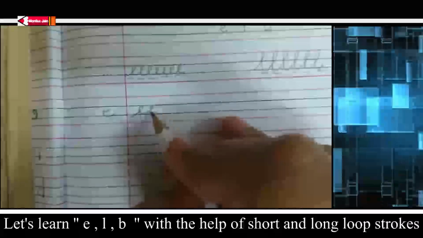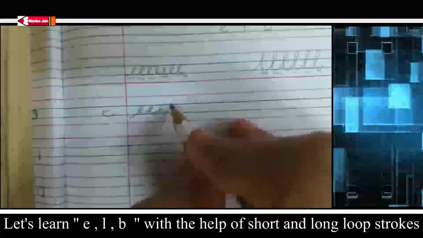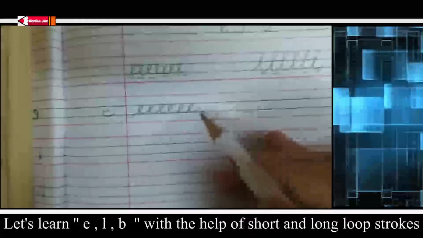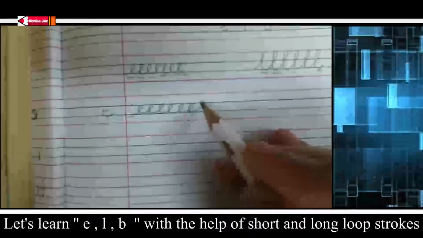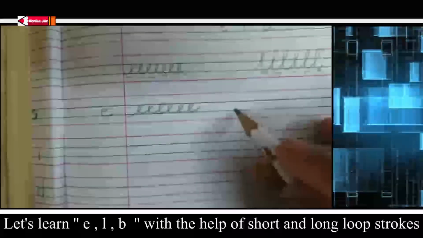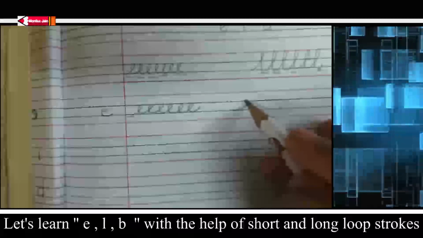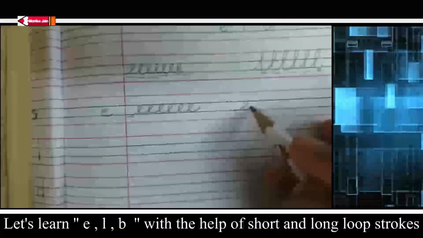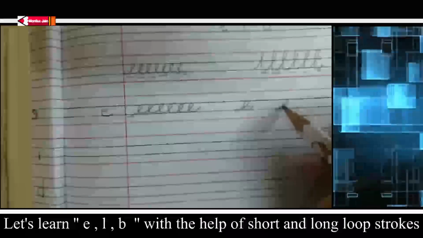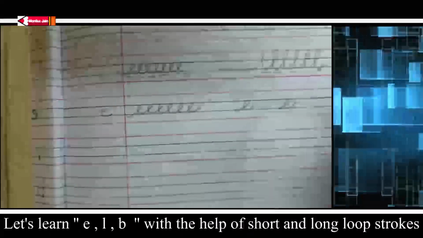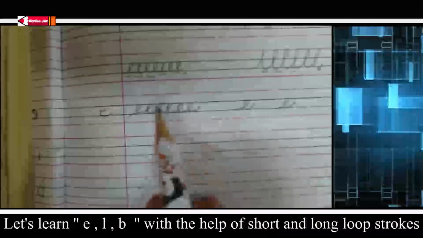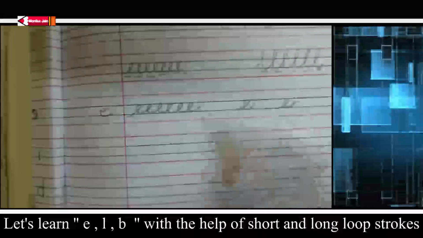Here, here, here, like this, and you'll give away the tail, and it should be between these two lines. Let's learn the single letter E. Give away the tail, again give away the tail. With this, this letter is clear. See how beautifully it's written.